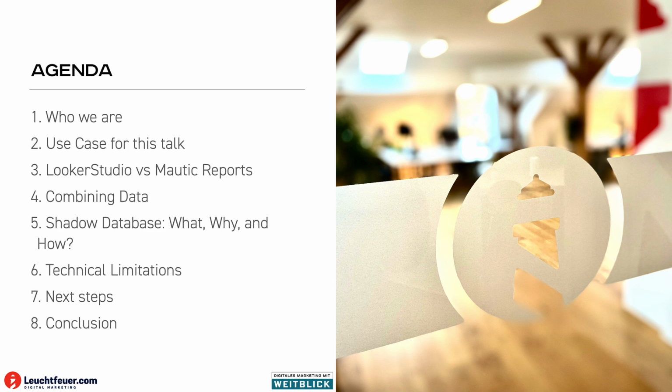First of all, for the start of the talk, I'd like to talk to you about the agenda, what you're going to expect in this talk, and what topics we are actually going to cover. At first, we're going to do a bit more introduction. I'm going to talk about the use case for this talk, also about Looker Studio, what Mautic Reports is, combining data, shadow database, what, how, and why, technical limitation, next steps, and a short and comprehensive conclusion. So if you have questions, please note them down and ask them at the end.